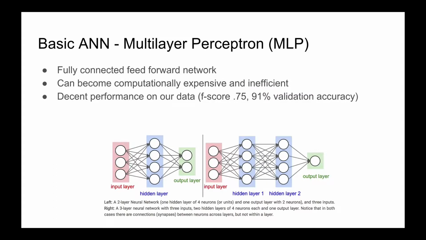The most basic neural network is the multi-layer perceptron, also just called an artificial neural network. It's fully connected in each layer, but not in between. So we actually tried a model using something like this, and we got a 90% validation accuracy and an F-score of around 0.75, which is not too bad.